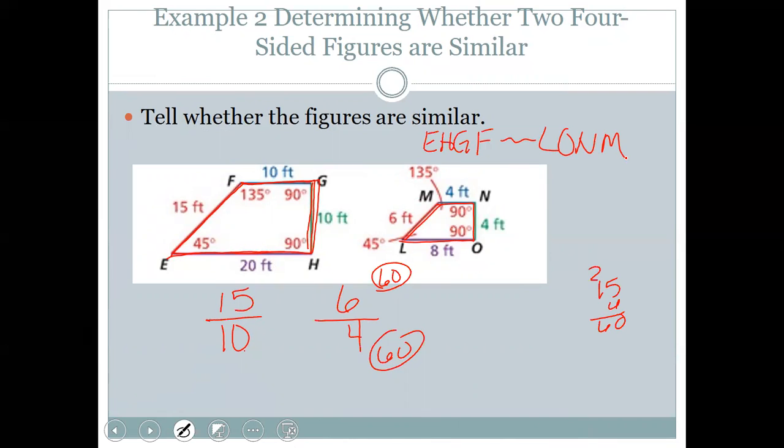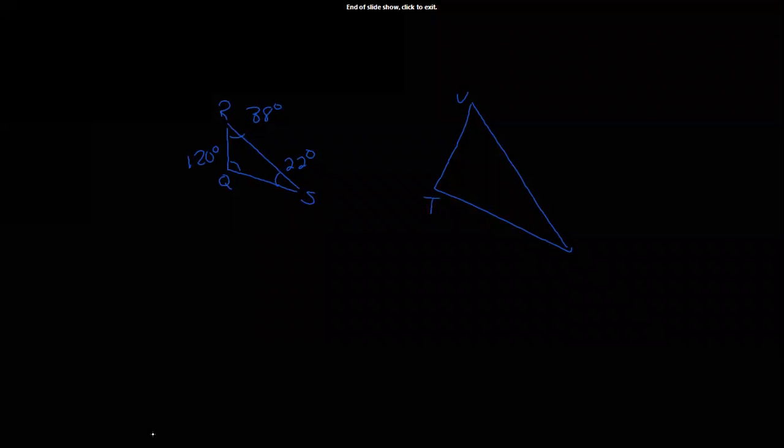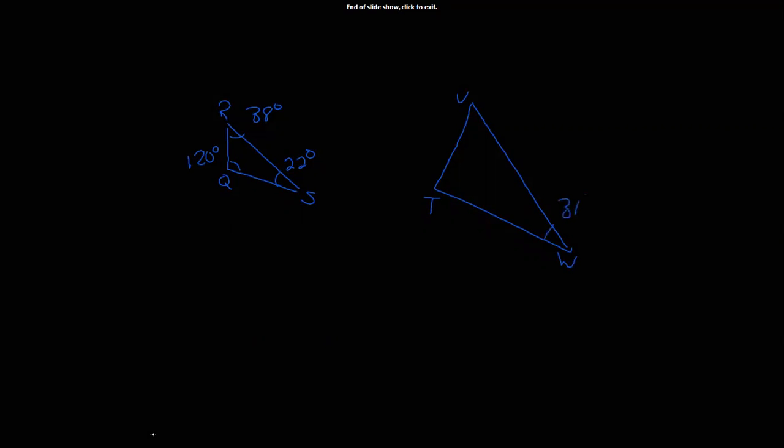Okay, questions on those? Now I'm just going to draw a couple on why they couldn't be. So you don't need to do anything with these. I just want you to be able to see it. R, Q, S. Okay, so looking at this right here, I'm not even going to put my lines or my distances in because this one's already not similar.